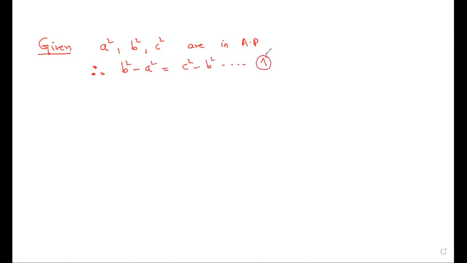So what is given in the question? Write down all of you. Given A square, B square, C square are in AP. Therefore, B square minus A square equal to C square minus B square. Equation number 1. What do you have to prove? Cot A, cot B, cot C are in AP.